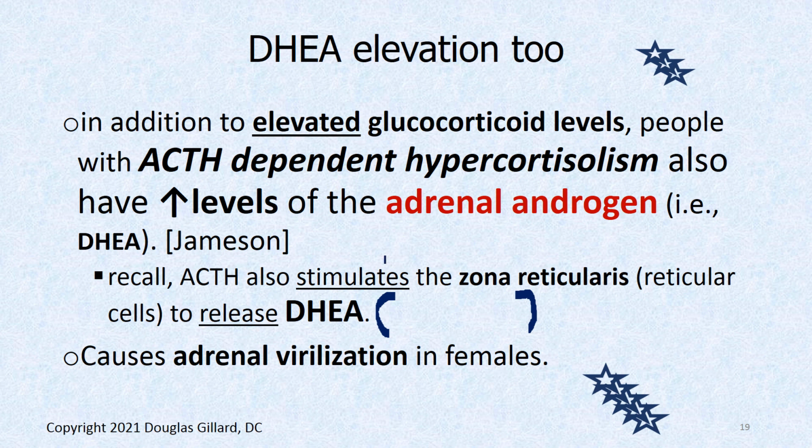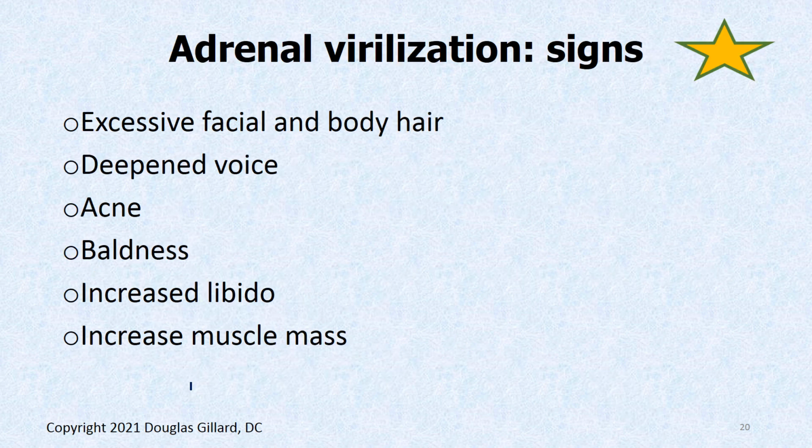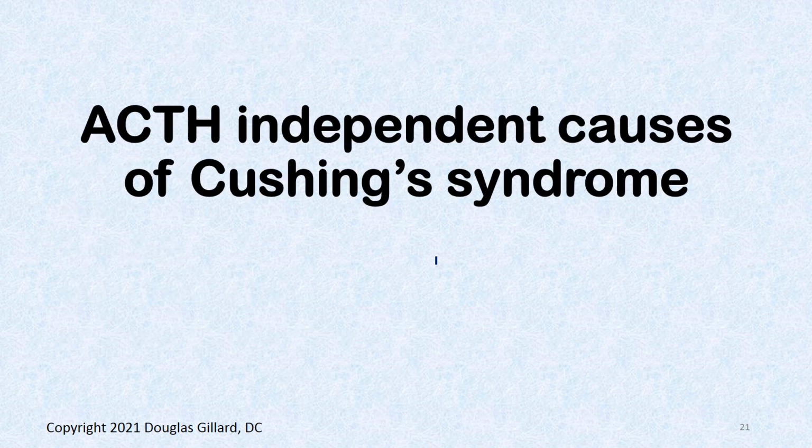so what? Well, if it's a female, it causes something called adrenal virilization. That's like a female bodybuilder who takes testosterone to get her muscles big. You're going to have male characteristics. So you get facial hair, a deep voice, acne, and you'll start losing hair. You're not going to go bald, but your hair can thin out. Increased libido, increased muscle mass. Those are signs of adrenal virilization. Males can have it too, but in females it's more pronounced.